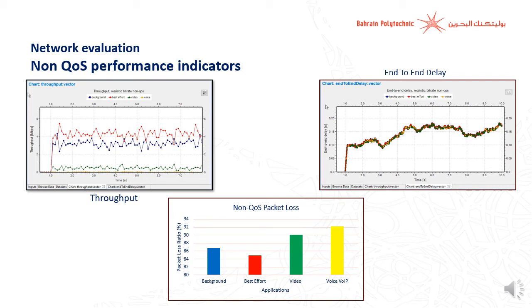It gives higher priority for background and best effort traffic and lower priority for video and voice. Finally, the graph below shows the packet loss of the four services and showing that video and voice have visible packet loss in their traffic flow.